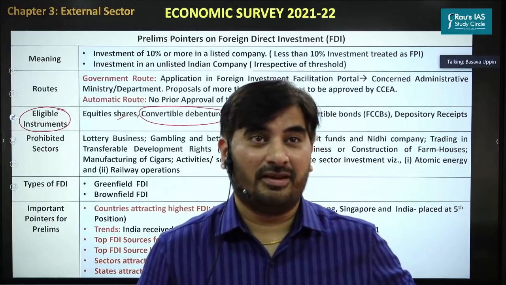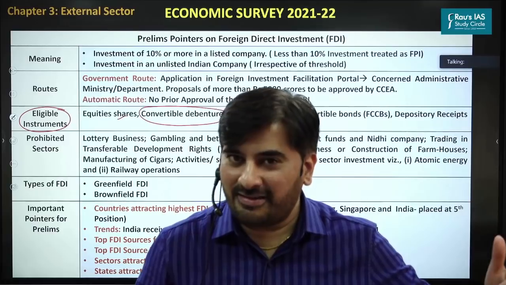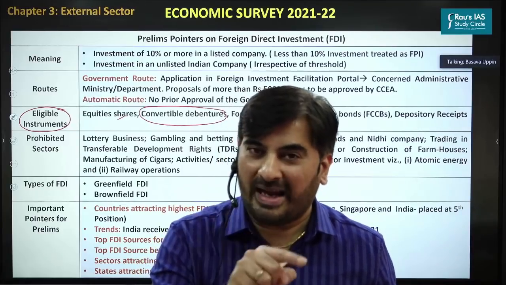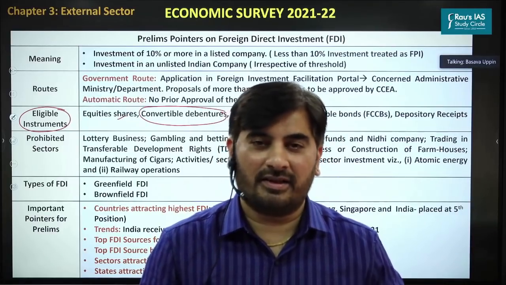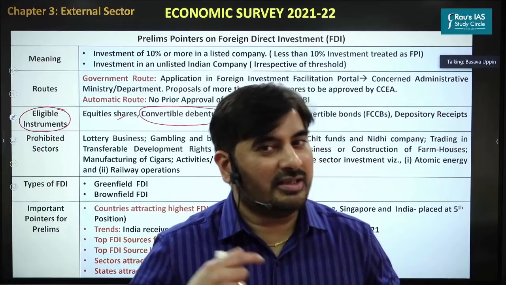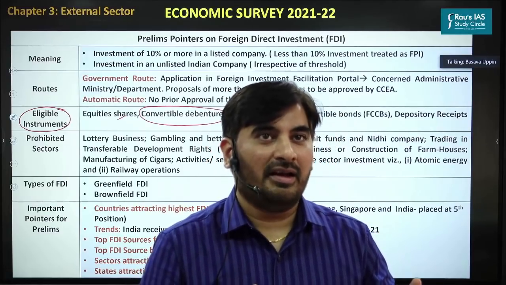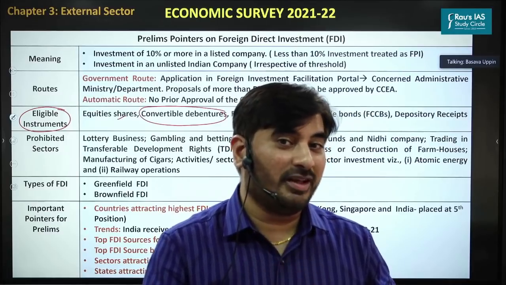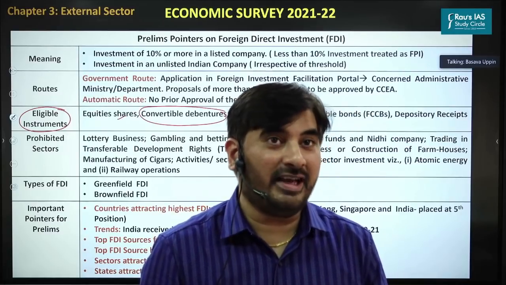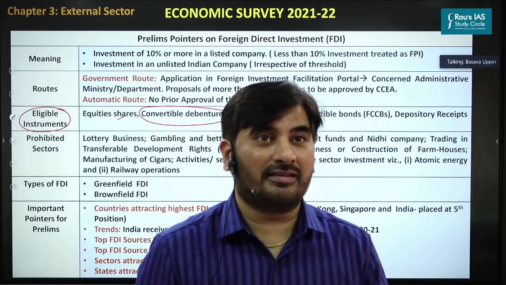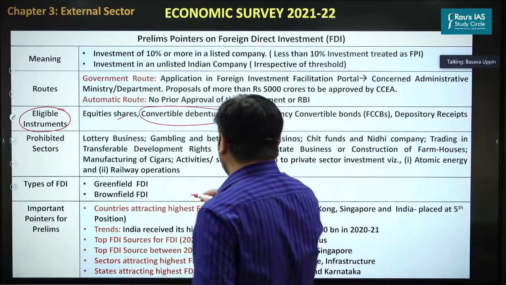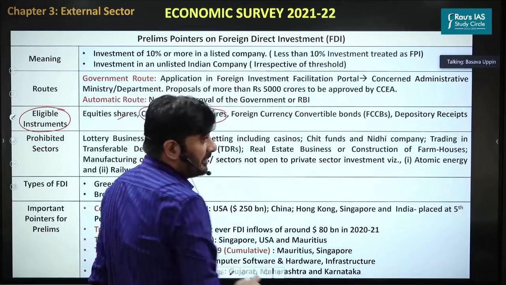Now, can I say that if a foreign company is buying convertible debentures issued by an Indian company, this foreign company will gain ownership in the Indian company, right? And if it gains more than 10% ownership, don't you think it will be called FDI? Are you with me on this? So convertible debentures are also part of FDI.